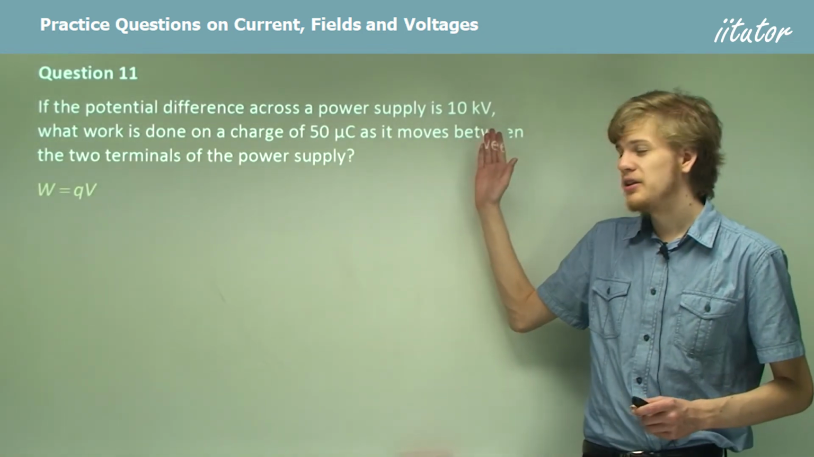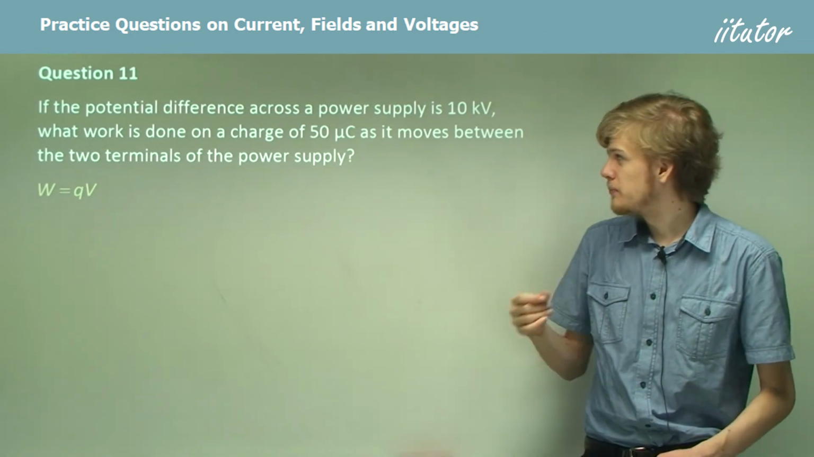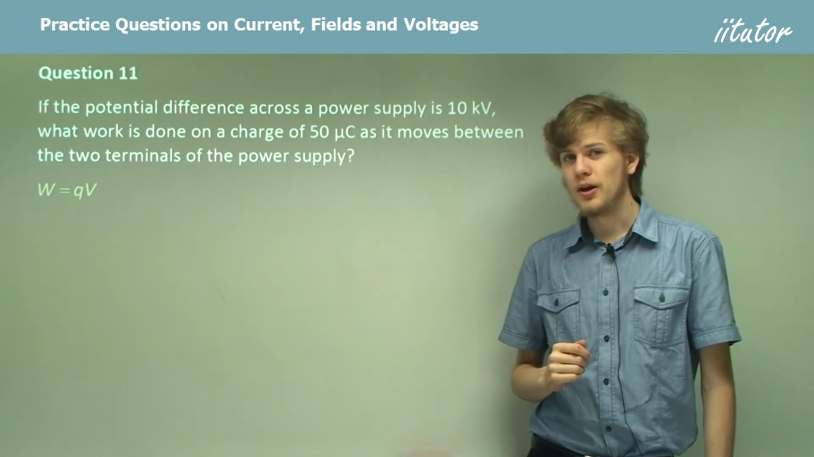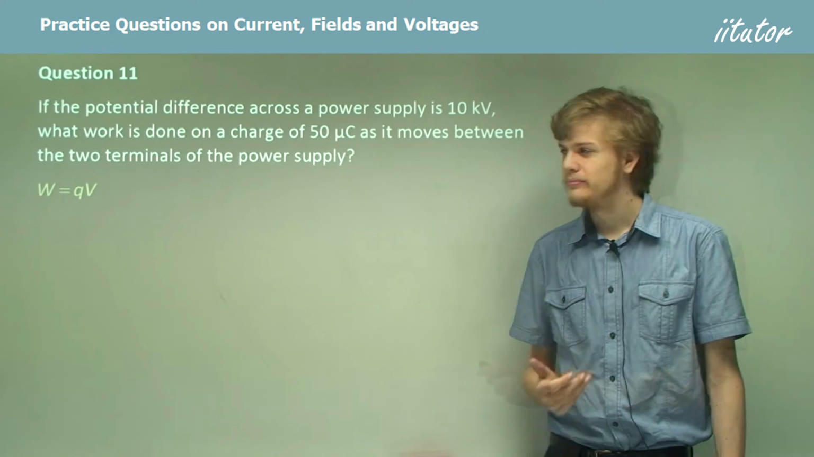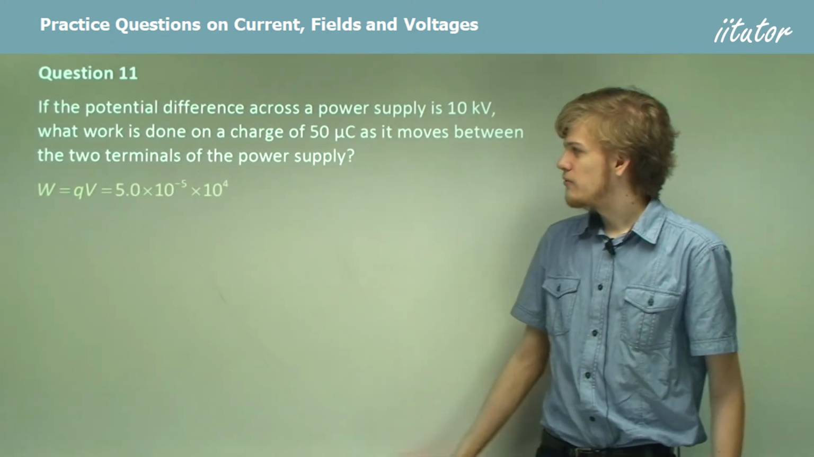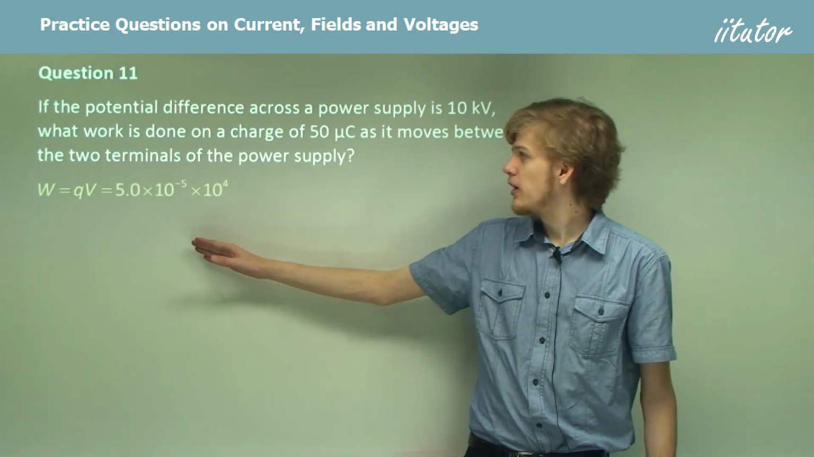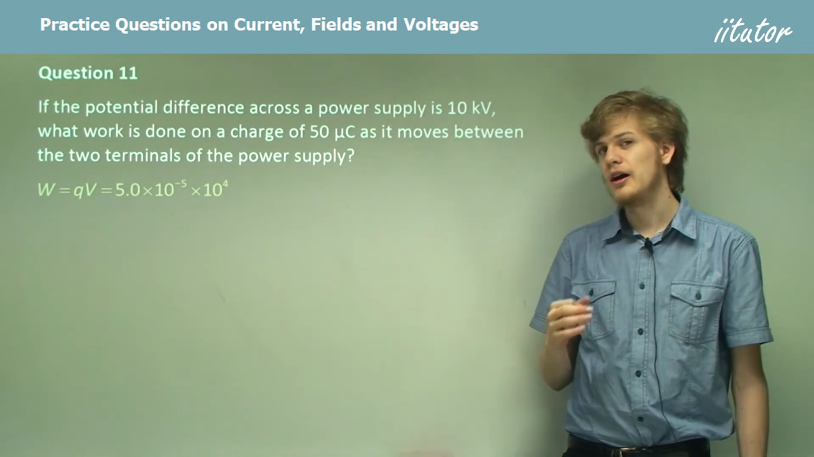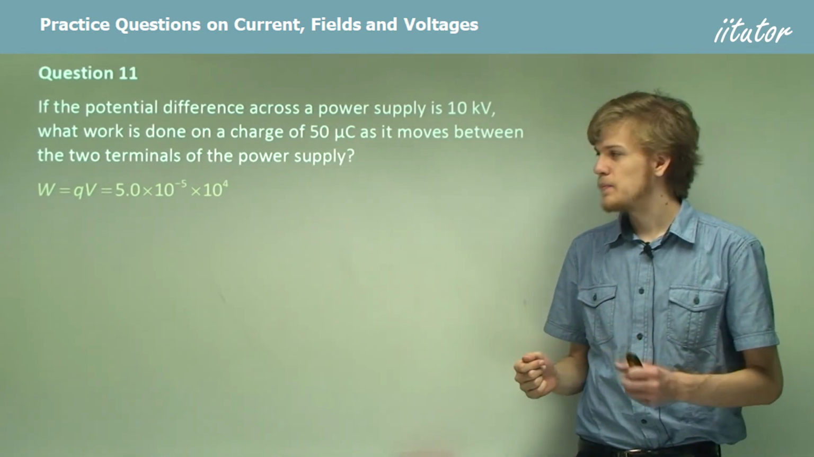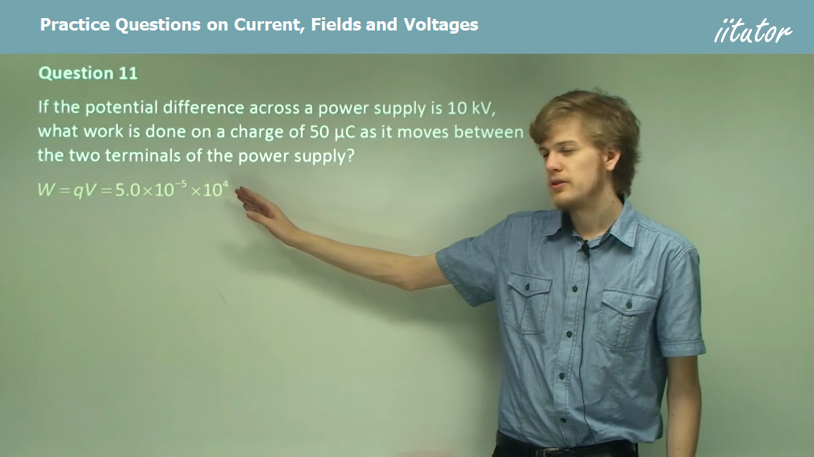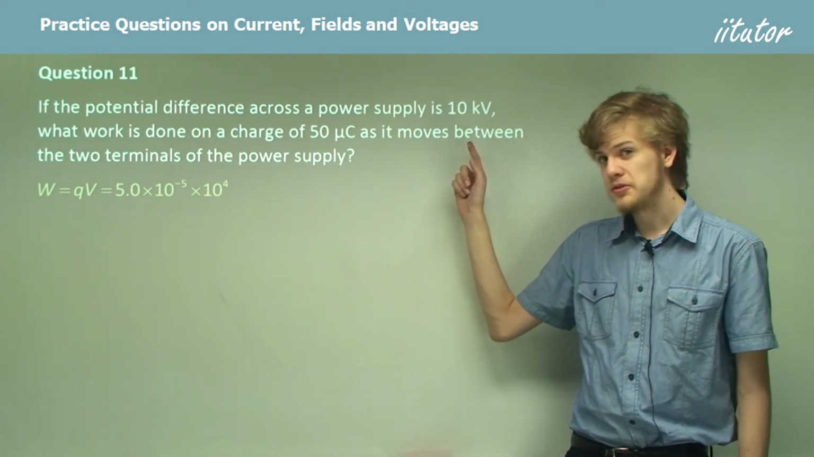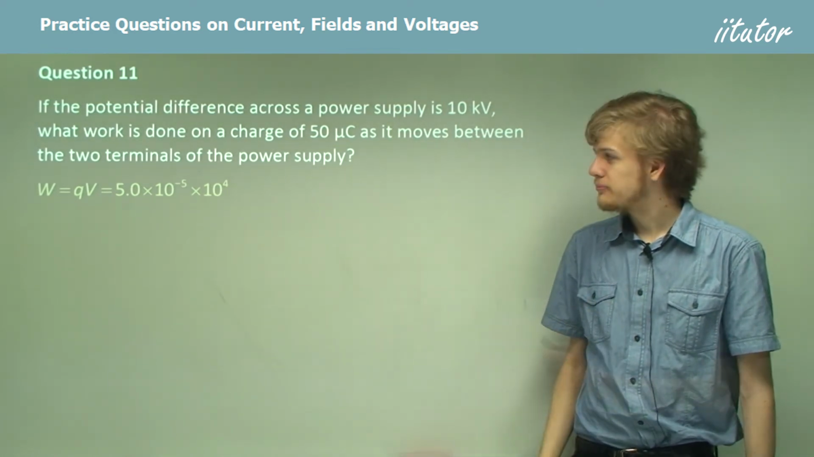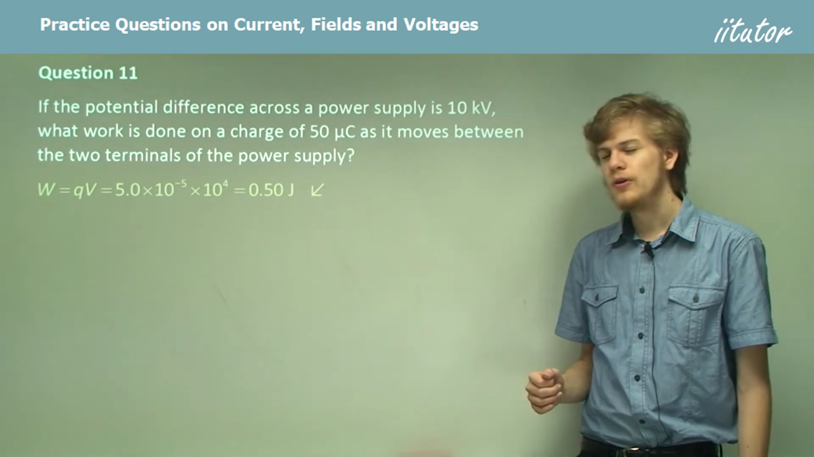The voltage is 10 kilovolts, very large number, and the charge is 50 microcoulombs, very small number. Substituting this in, we have 5 times 10 to the minus 5, that's 50 times 10 to the minus 6, times the number of volts, 10,000, or 10 to the power 4. Now this gives us an answer of 0.50 joules.